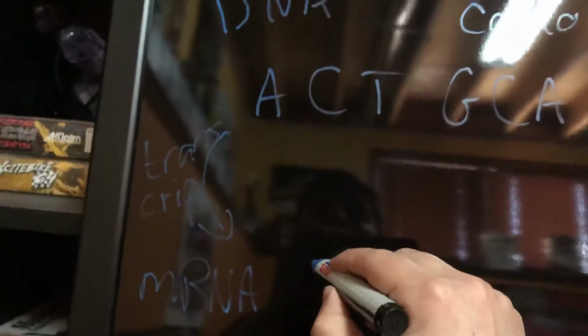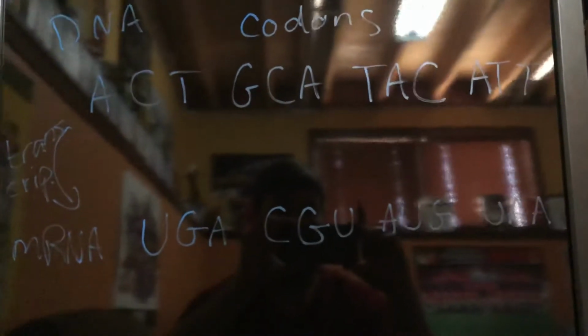mRNA strand. So our A becomes U because remember there's no T with RNA. C is G, T becomes A, G becomes C, C becomes G, A becomes U, T becomes A, C becomes G, A becomes U, T becomes A, T becomes A. So that's how we go from our DNA strand to our mRNA. And again, that's called the transcription.